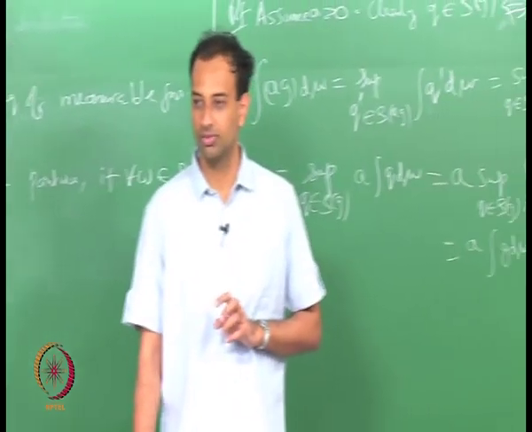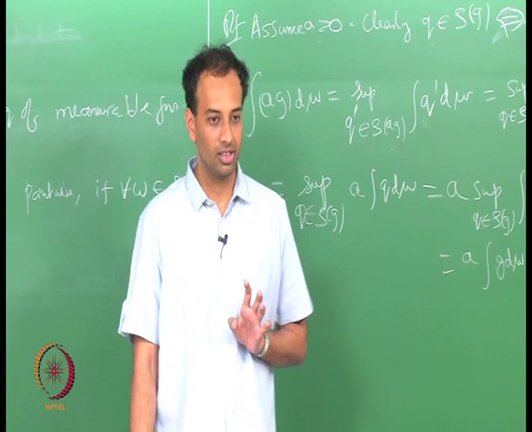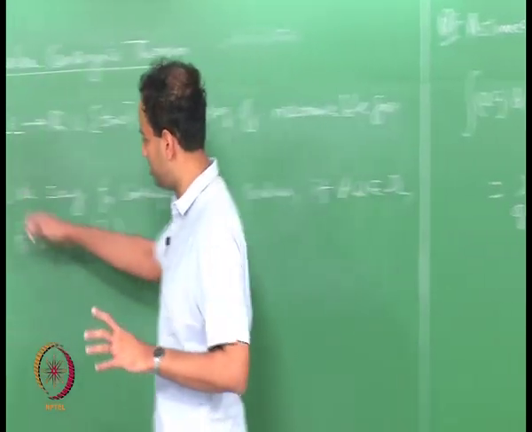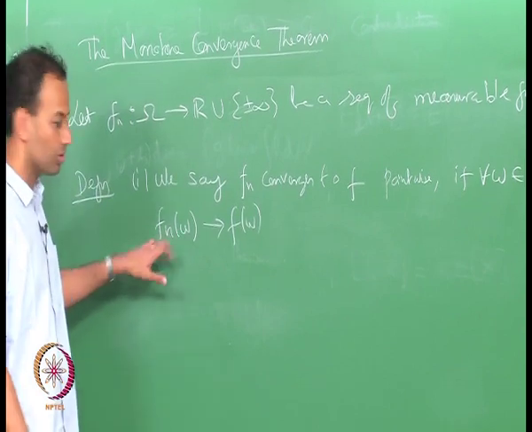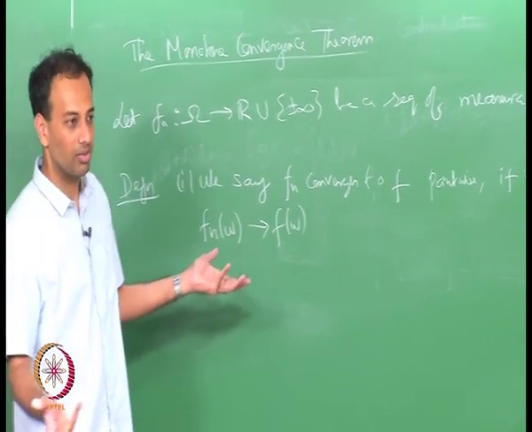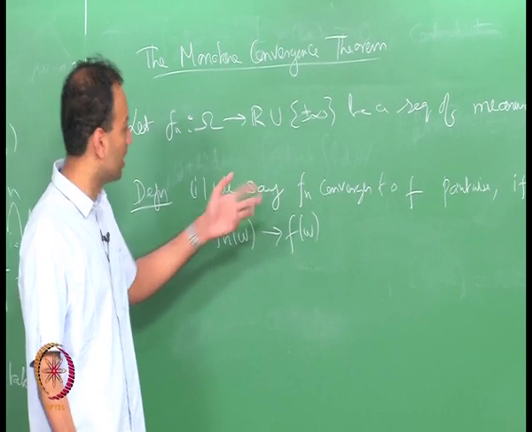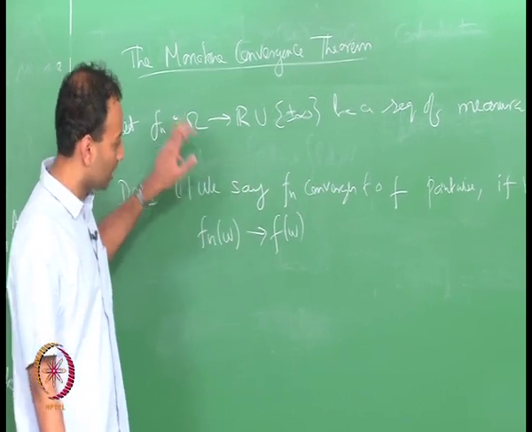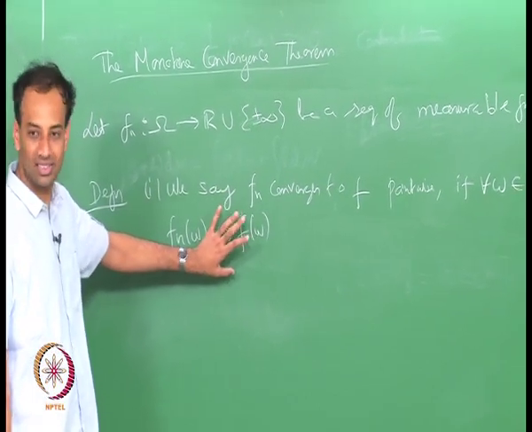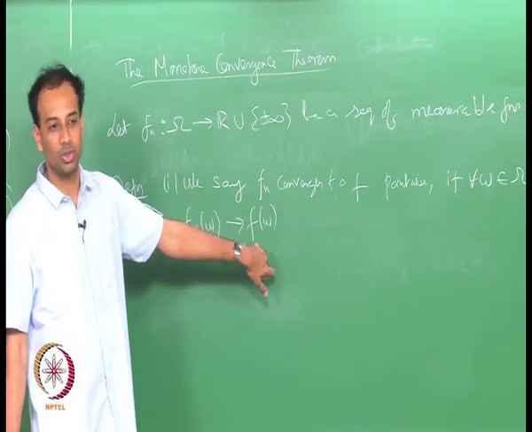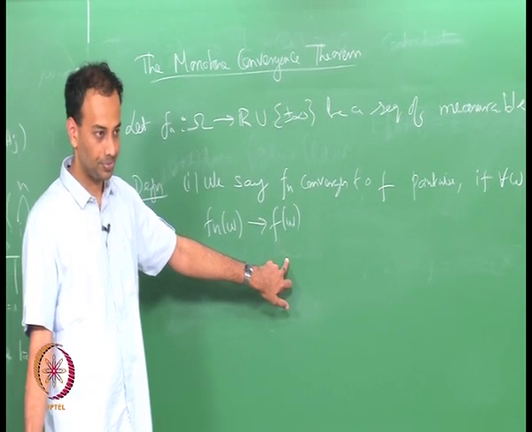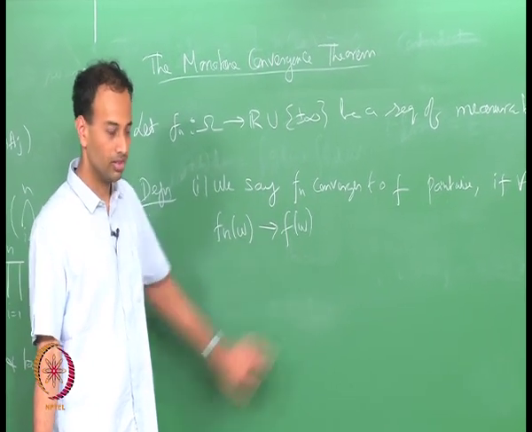This is clear. So, omega could be a sample space, and the f_n's could be random variables, for example. F_n's could be X_n's, some random variables, and in that case you say that the random variables X_n converge pointwise to X if for every omega in the sample space X_n of omega converges to X of omega.